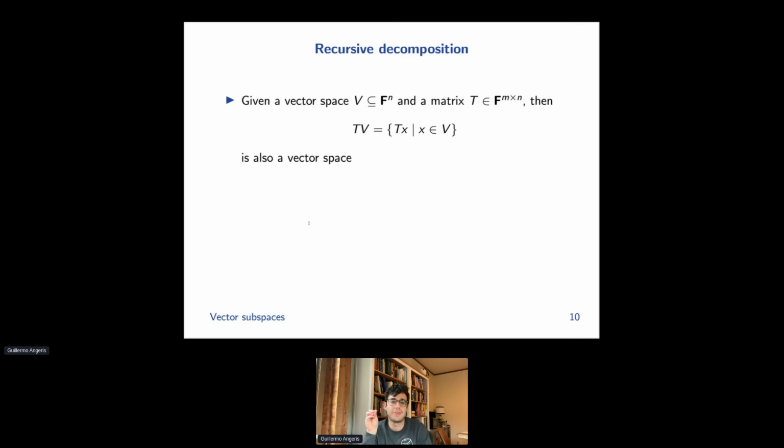We're going to talk about a notion of kind of recursive decomposition. I don't have a better term for this, so if anyone does, I'm happy to take it. It's a term that's made up. Let's call it recursive decomposition.